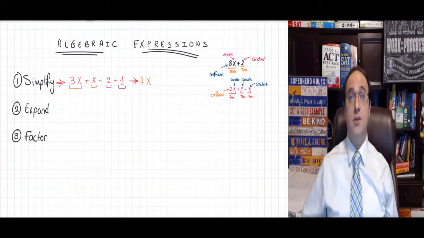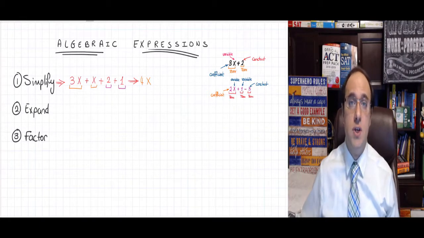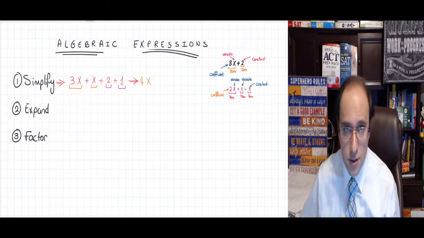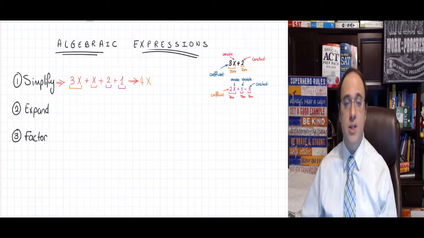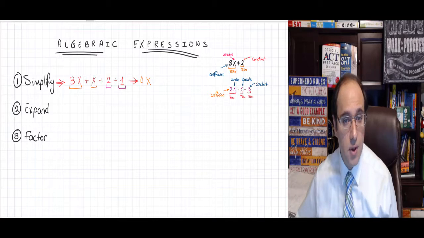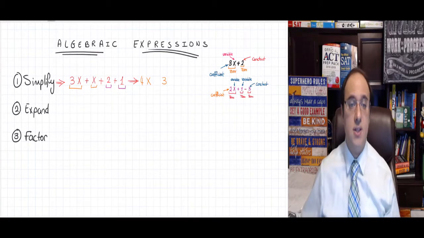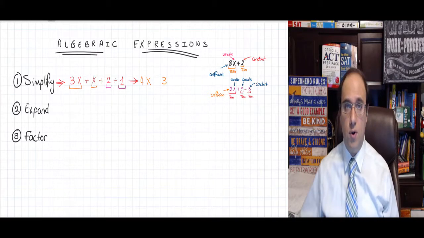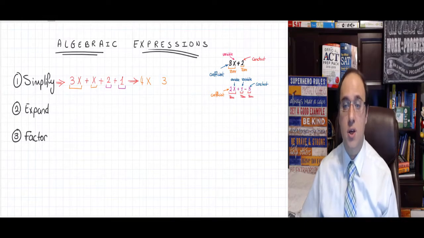It's also a constant, so they are like terms. They are similar terms because they're both constants. The number 2 plus the number 1 equals the number 3. So the 3x plus the 1x equals 4x. The 2 plus the 1 equals 3.